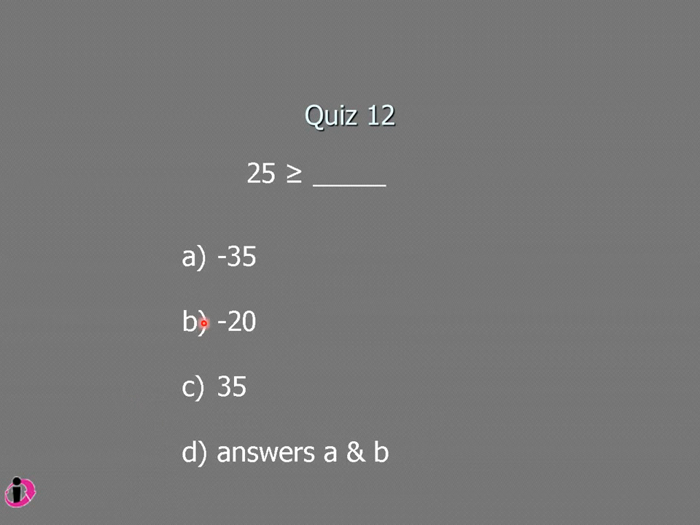Right answer is A and B. Because 25 is greater than negative 35, 25 is also greater than negative 20. So we can just use both. So the right answer is D.